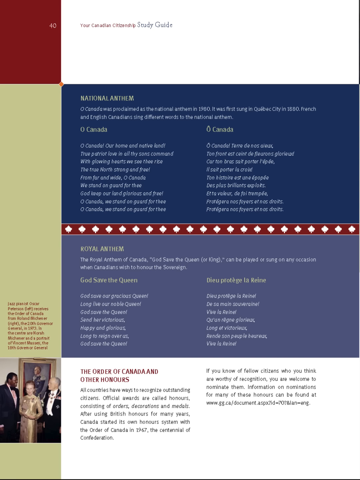The Order of Canada and other honors. All countries have ways to recognize outstanding citizens. Official awards are called honors, consisting of orders, decorations, and medals. After using British honors for many years, Canada started its own honors system with the Order of Canada in 1967, the centennial of Confederation. If you know of fellow citizens who you think are worthy of recognition, you are welcome to nominate them. Information on nominations for many of these honors can be found at www.gg.ca.